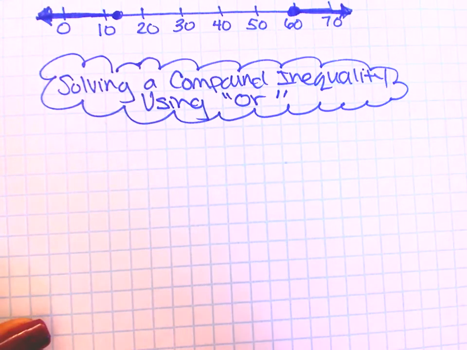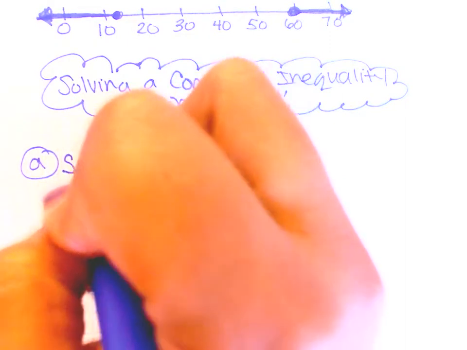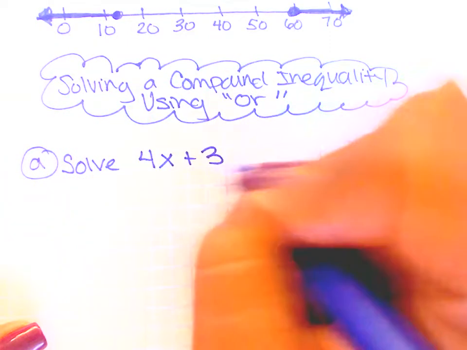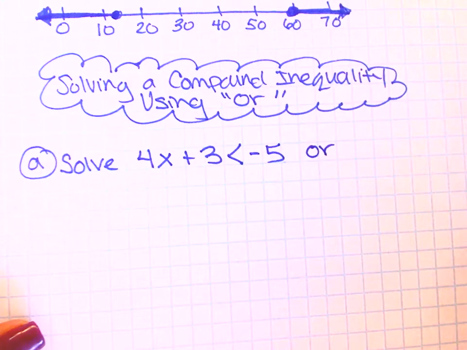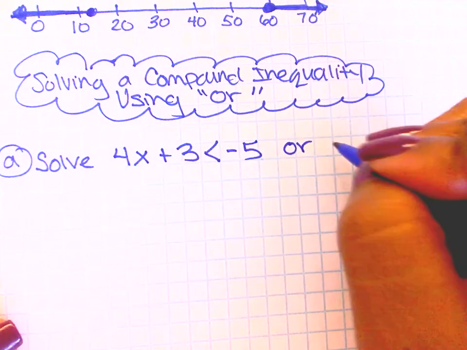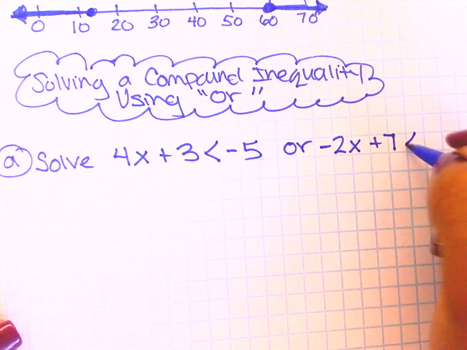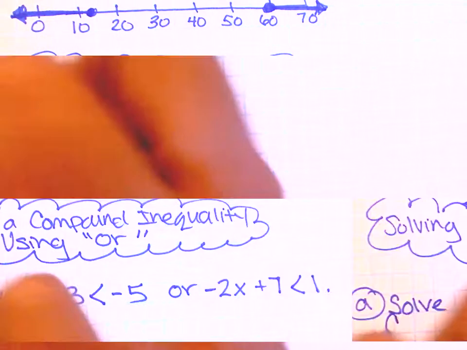So this is in number form. So let's look at A. This says to solve 4x plus 3 is less than -5, or -2x plus 7 is greater than 1. Then they want you to graph it.